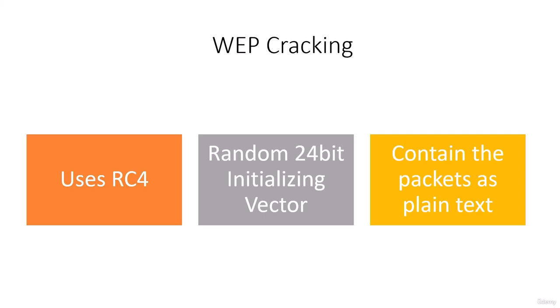Once we have two packets that have the same initializing vector, we can use a statistical attack to determine the key stream, and after that determine the WEP key. So from the above we know that the more IVs, or initialization vectors, that we collect, the more likely it is that we will successfully crack the WEP key.